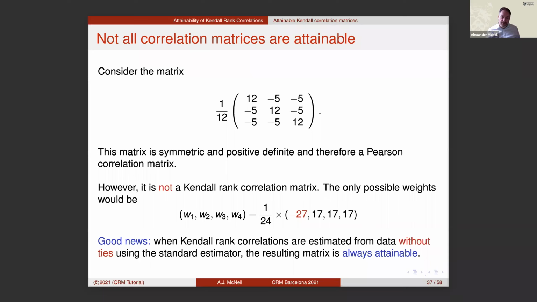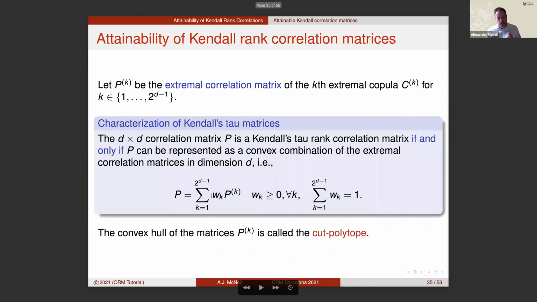And the Kendall matrices are the ones we need in these Monte Carlo studies in order to put arbitrary distributions on risk factors. That's the whole point. If I want to put any distribution on a risk factor, I work with the Kendall matrices because then I can do it. Now, suppose we tried to find weights which made this matrix equal to a convex combination of the extremal correlation matrices.